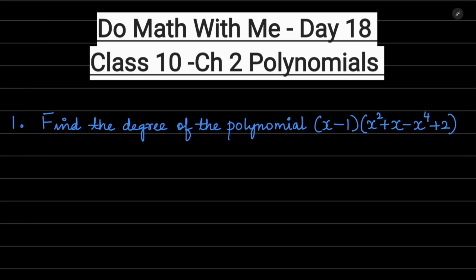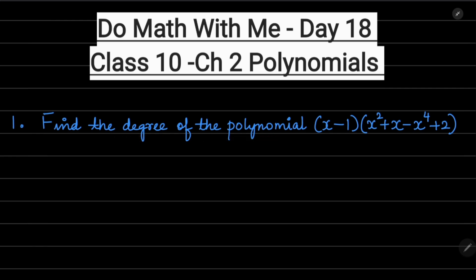The first question for the day is, find the degree of the polynomial (x minus 1) multiplied by (x square plus x minus x to the power 4 plus 2). The mistake students make is they take one term separately and find the degree, which is 1. What do you mean by degree? It is the highest power of the variable. Whatever is the highest power of the variable, that is what is called the degree of the polynomial, right?